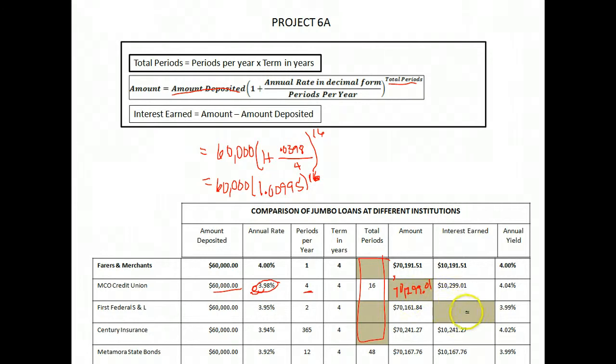Okay, so now we only have one blank left on our spreadsheet. It's the interest earned. The interest earned is fairly easy to find. All you have to do is take the final amount on your loan and subtract the amount you actually deposited. So in this case, here's our amount column right here. The amount for this one was $70,161.84. We subtract from that the amount we deposited originally, which was $60,000. And when we do that, we get $10,161.84.